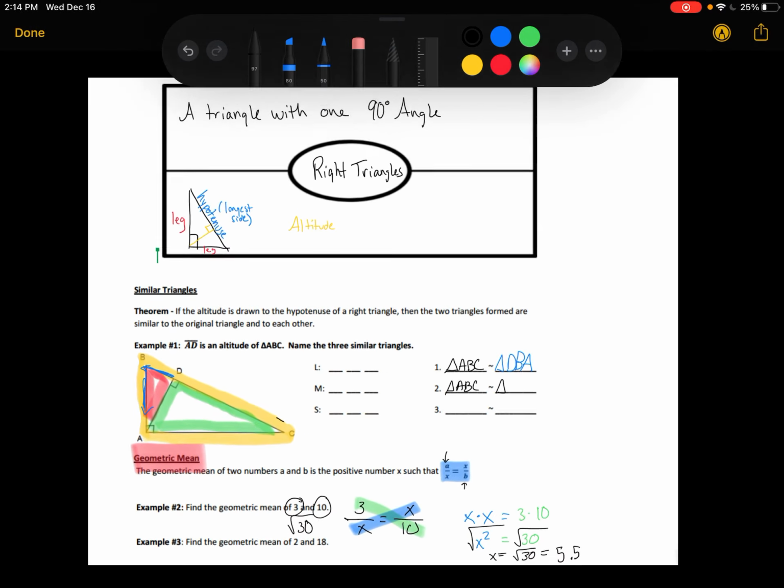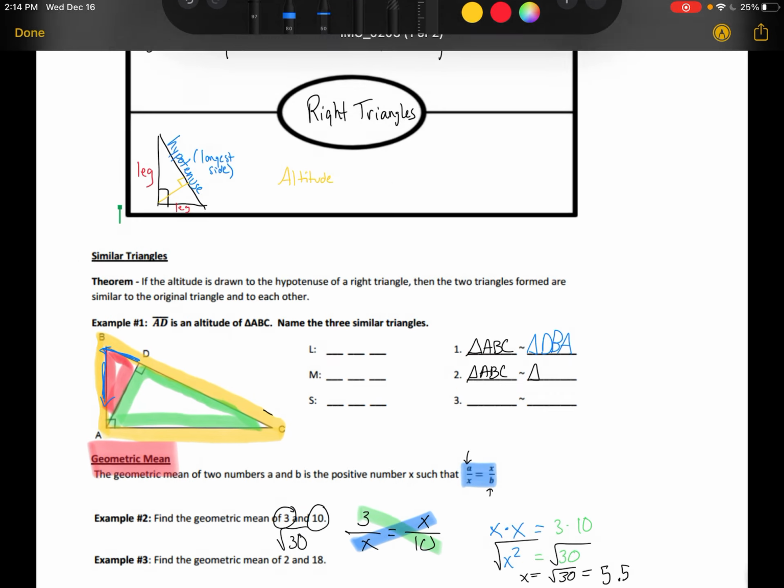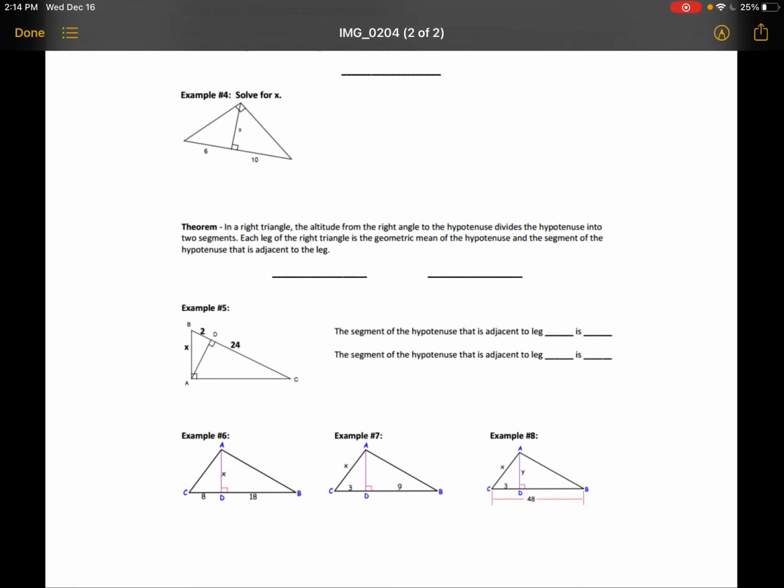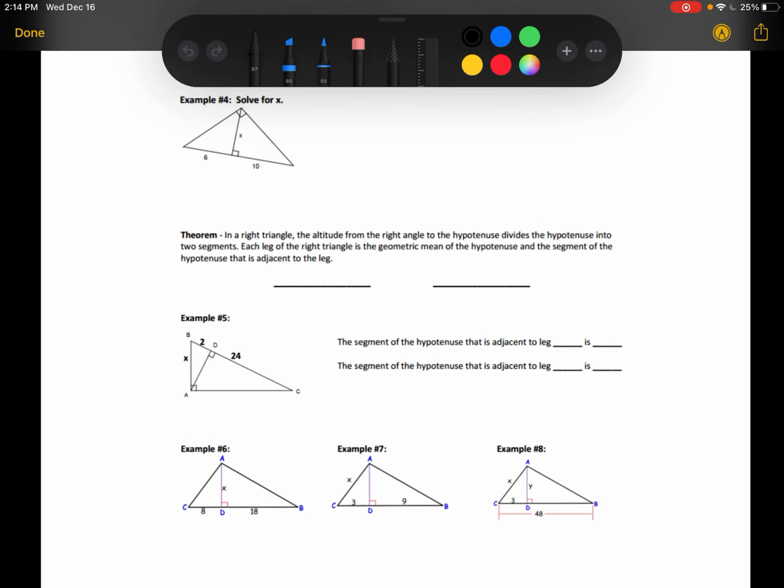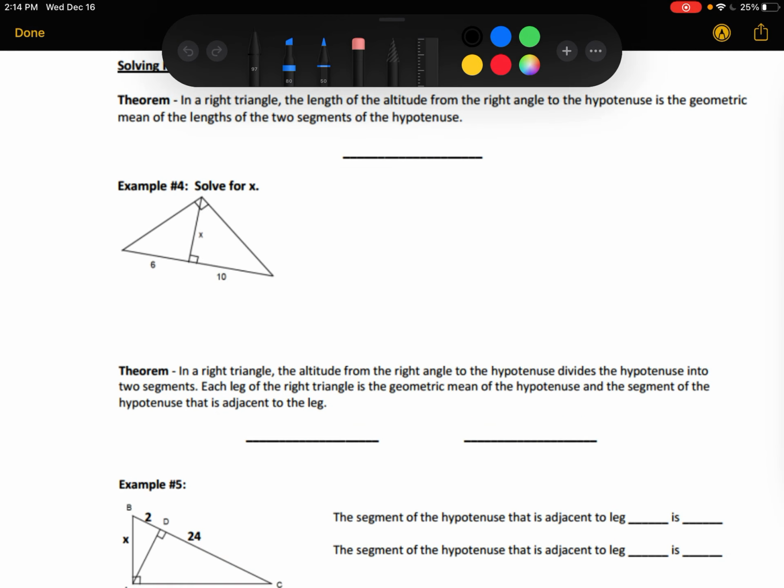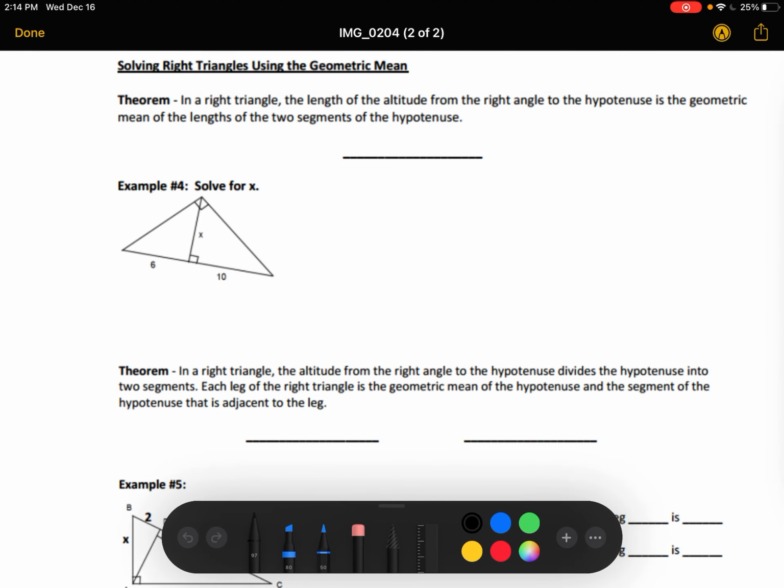All right, so that is our first page of notes here. Now, the second thing that we need to do is apply these things even further. So if we take a look here, we'll get a little bit closer. We can use the geometric mean to solve for things in right triangles. So the theorem that we are being introduced to, and we want to add this to our list in our notes here: in a right triangle, the length of the altitude from the right angle to the hypotenuse is the geometric mean of the lengths of the two segments that the hypotenuse is basically split up into.